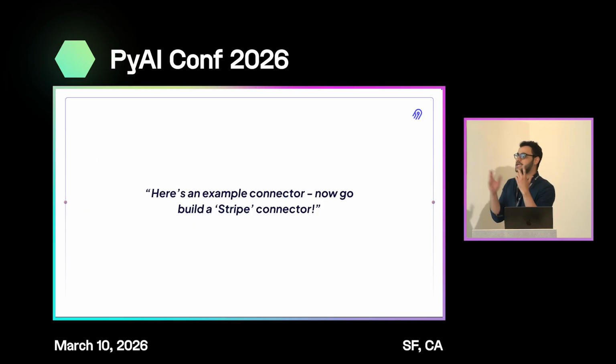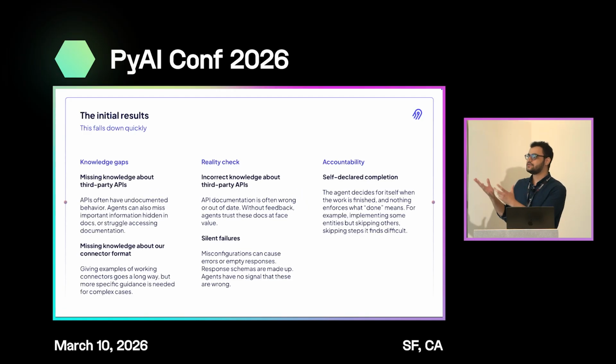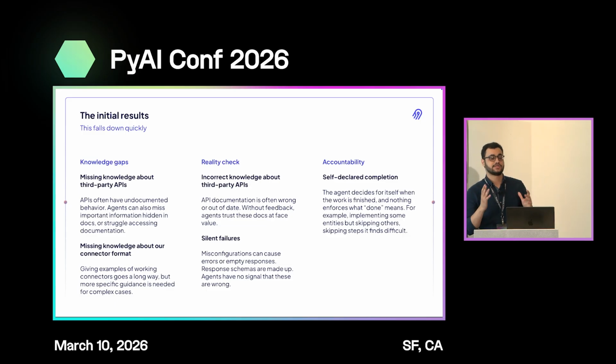And so the naive thing that you do as you embark on this is you reach out for Claude Code. Hey, we have all of these existing connectors that we've built. Now go build me a new one. Build Stripe for me. And so this kind of works, but it falls down pretty quickly. Right? And we can categorize the kinds of things we see in three different groups.